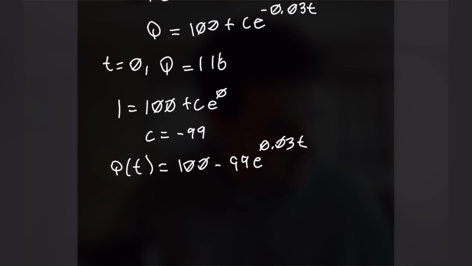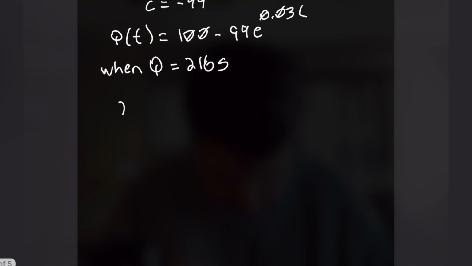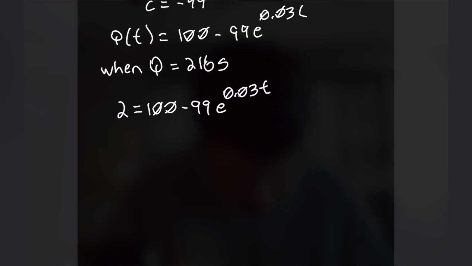And recall that our second objective is we want to know the time at which the mixture in the tank contains only 2 pounds of salt. So when Q is equal to 2 pounds, we'll need to solve that. So we'll have 2 is equal to 100 minus 99 e to the 0.03 t. So we can subtract that 100 over, and we'll get negative 98. And then we can divide by 99, which is also negative 99, change that to a plus, and we'll get that 98 over 99 is equal to e to the 0.03 t.